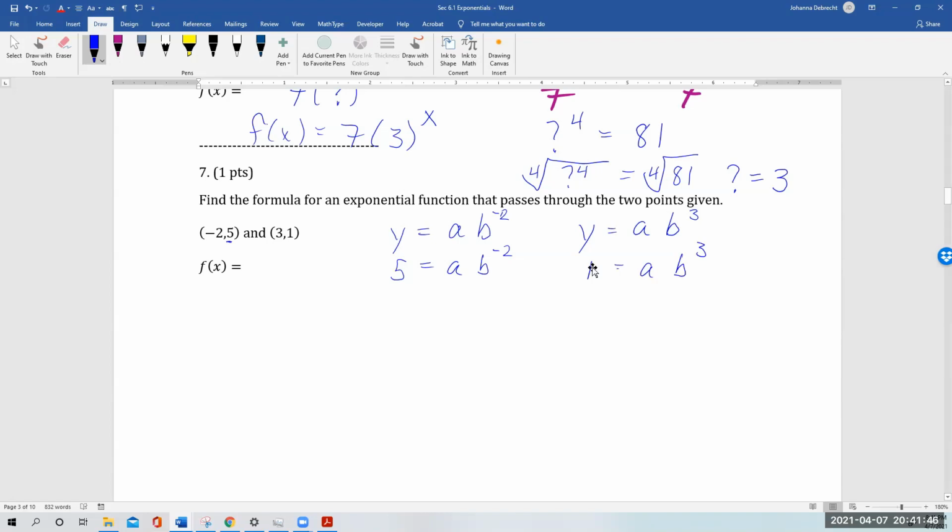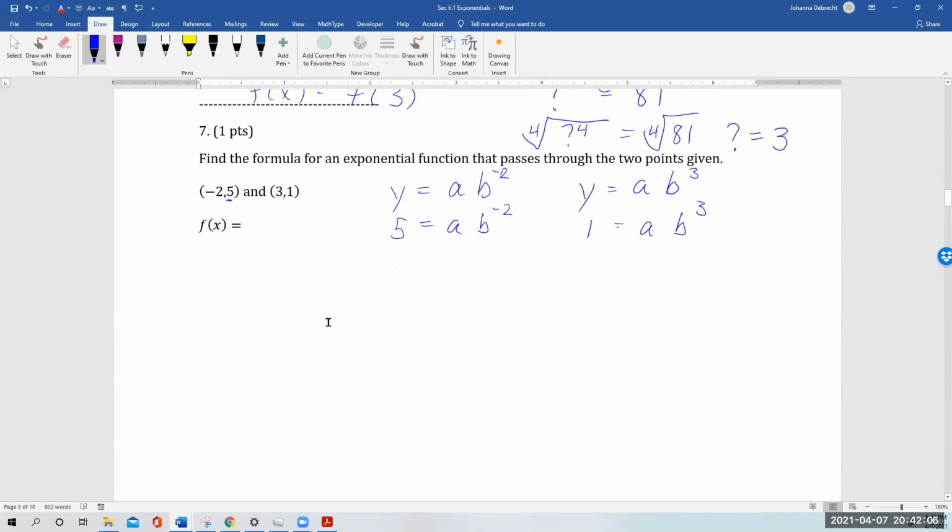Now, the next thing that we want to do is take these two equations and solve them together so that we can find the solution for a and b. We need at least two equations since we have two unknowns. We're going to solve for a from each of the equations, and then we'll set our a's equal to each other. In the first equation, I'm going to divide both sides by b to the -2, or I can think of it as multiplying by b squared. You can think of it either way. Both will give you the correct value.